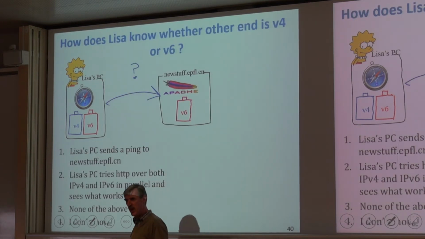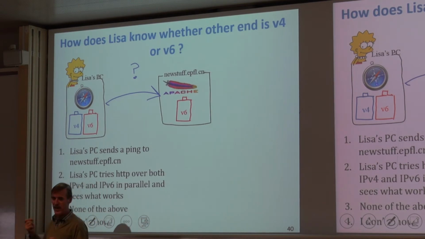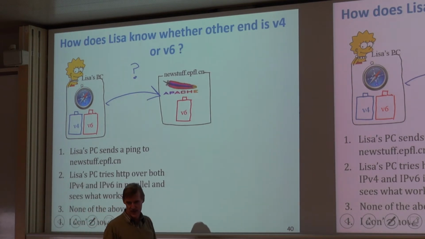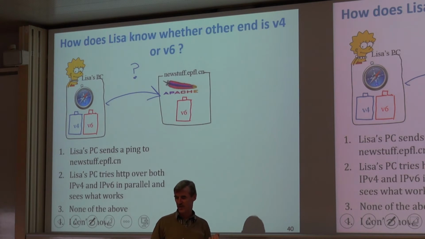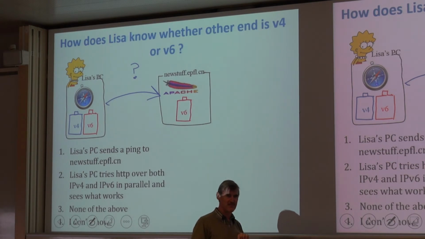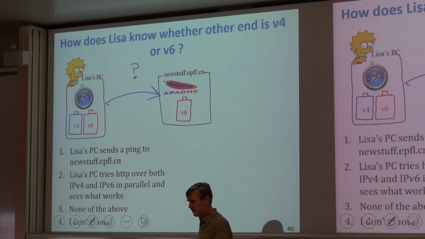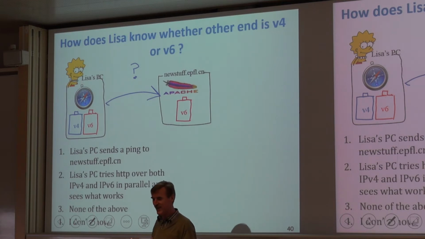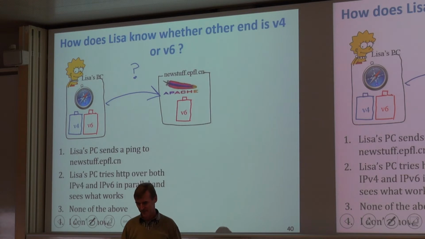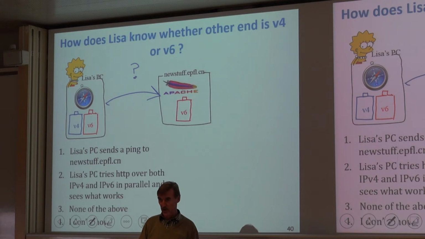Now we've seen what is done when we know what the two ends are doing. But how do we know what the other end is doing? I see a website name that I got from a page, newstuff.cn.epfl. So that's the branch of EPFL in Shanghai. Then, how does the local machine here know whether that remote machine has IPv4 or IPv6? What's your best guess?